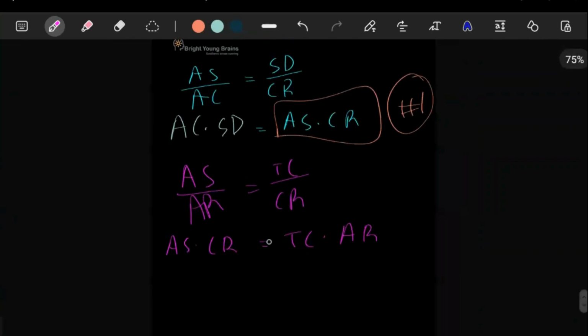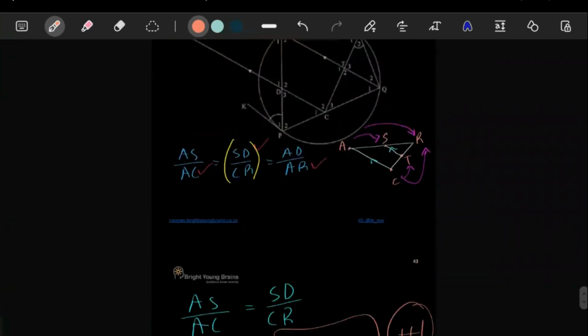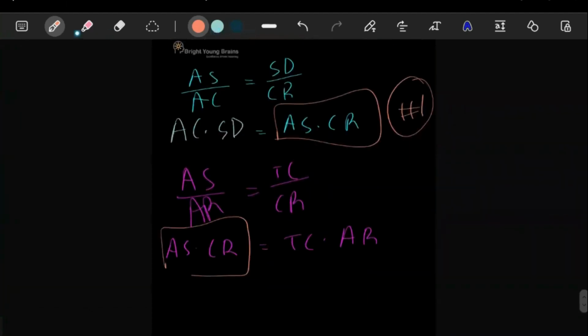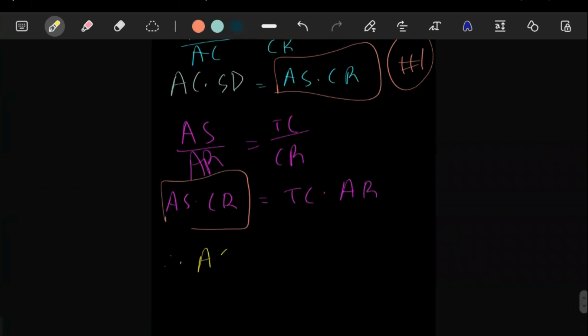So the fortunate thing is this is also AS and CR, just like what we have over there. So it means these are also equal to each other, you see, which is the TC and the AR over there. Since they're both equal to the same expression, it means that they're equal to each other. So you can conclude and say, therefore, AC dot SD is equal to TC dot AR. There you go. There we go.